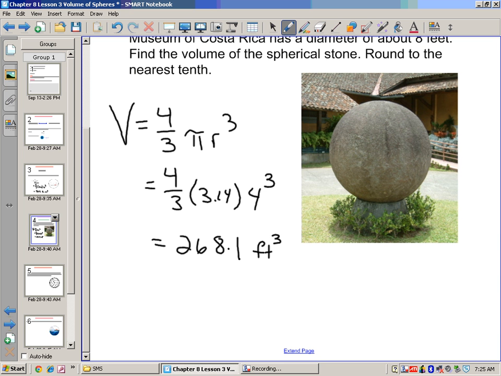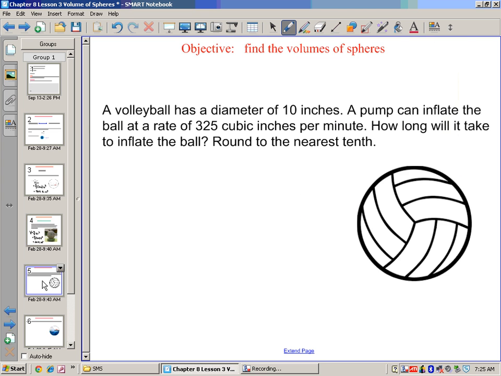Just notice in this formula, there's only two variables. We have a volume or radius, so we're going to be solving for one or the other. Either they're going to give us the volume, and we move everything over to that side to find the radius, or they're going to give us a radius or a diameter, and we're going to solve for volume. Okay, moving on to our next example.